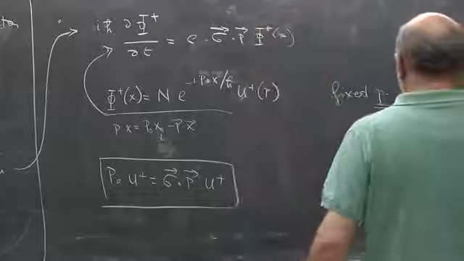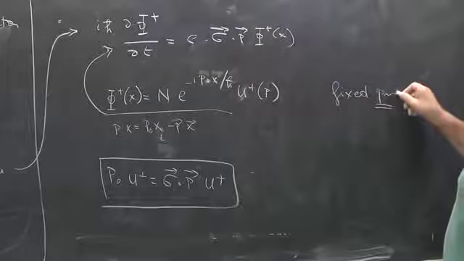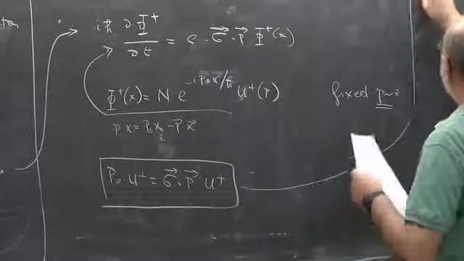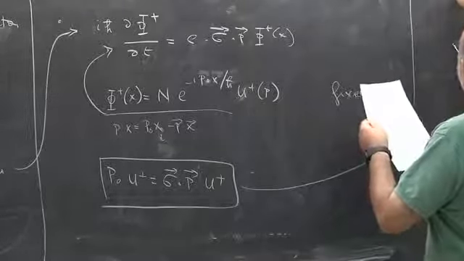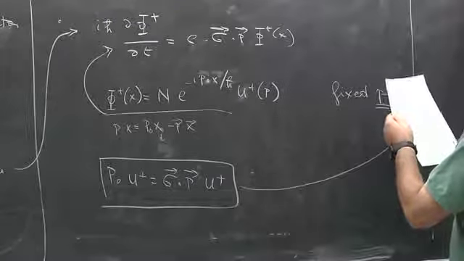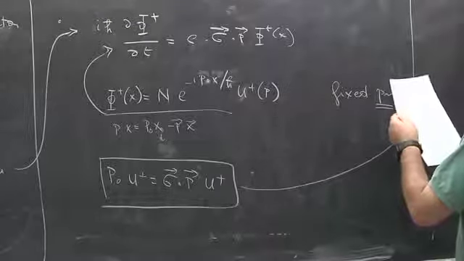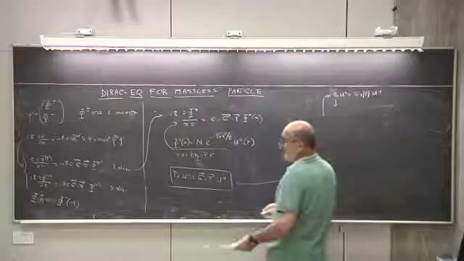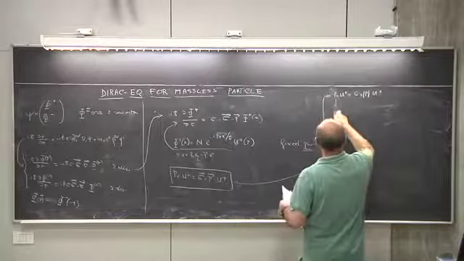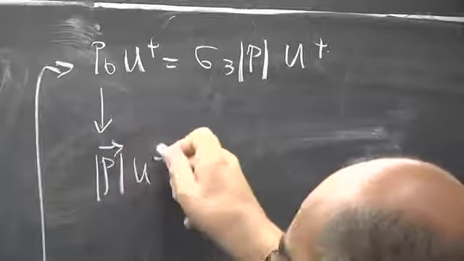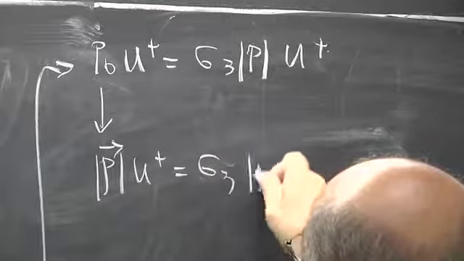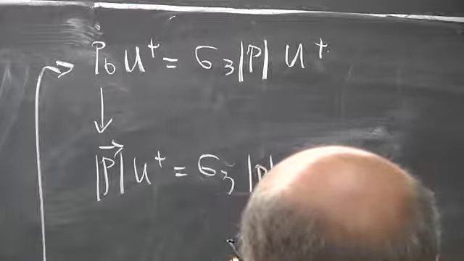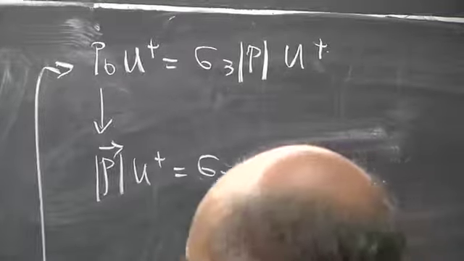Now let's suppose that P is fixed and is along Z. Then if it is along Z, this equation becomes the following. P0 U plus equal sigma 3 modulus P U plus. But this one, we know from the relation before that it was equal to modulus of P. U plus equal sigma 3 modulus of P U plus. So it means sigma 3 U plus equal U plus.